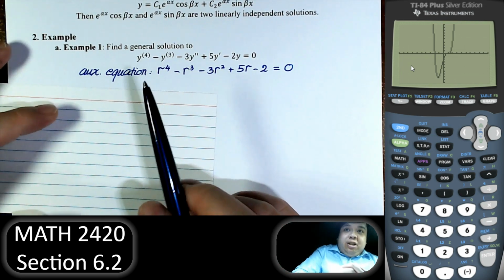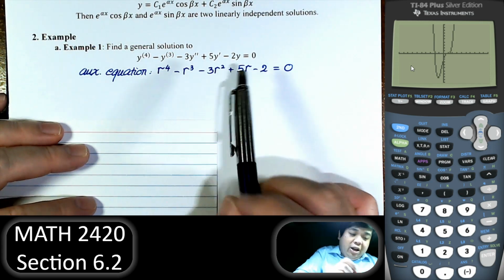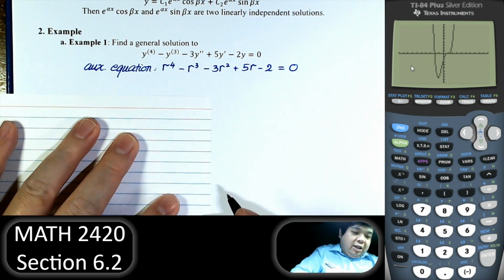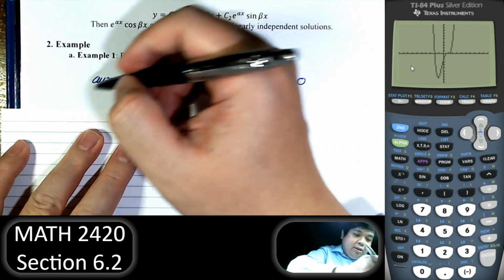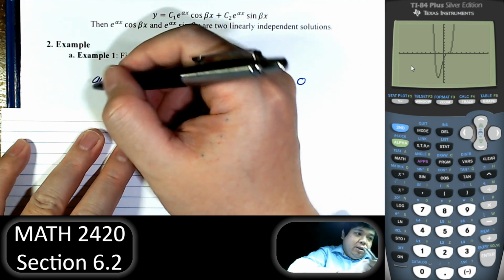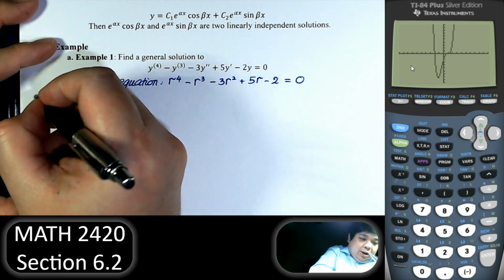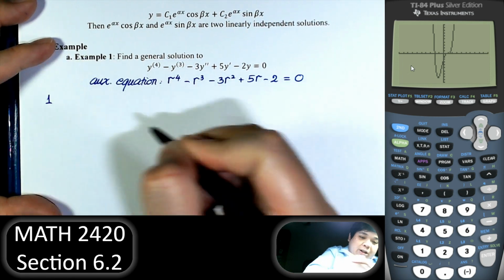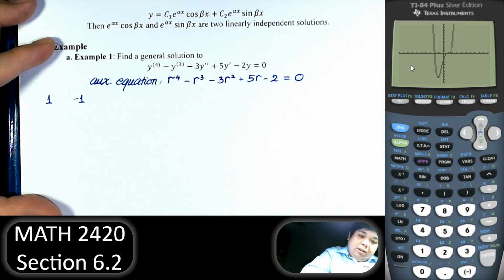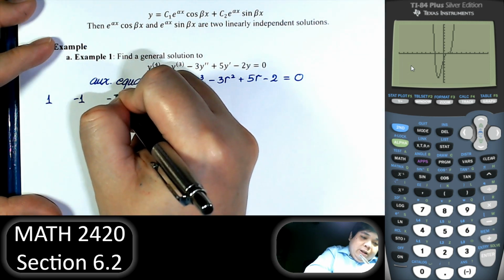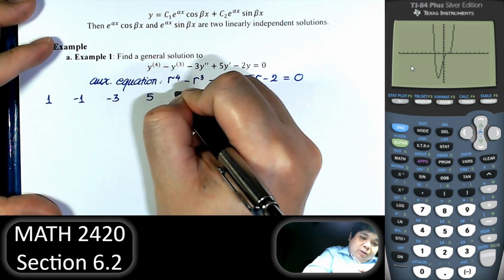So, synthetic division. I will take out all the coefficients: 1, -1, -3, 5, and -2. I will do that over here. So the coefficients are 1, -1, -3, 5, and -2.